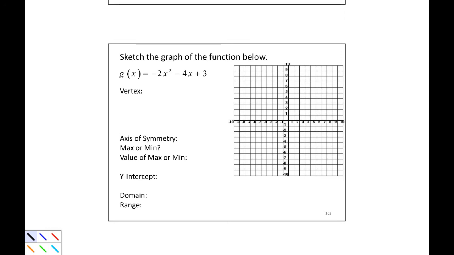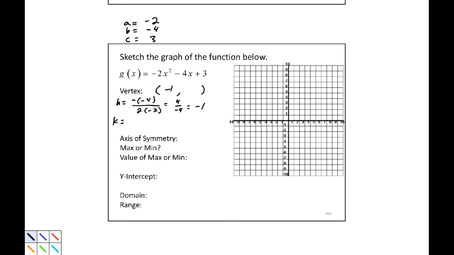g of x equals negative 2x squared minus 4x plus 3. Now, let's identify a, b, and c. a for this function is negative 2, b is negative 4, and c is positive 3. So h is negative b over 2a. That would be negative, negative 4 divided by 2 times negative 2. So that would be positive 4 divided by negative 4, or negative 1. So my vertex is negative 1, comma, something.